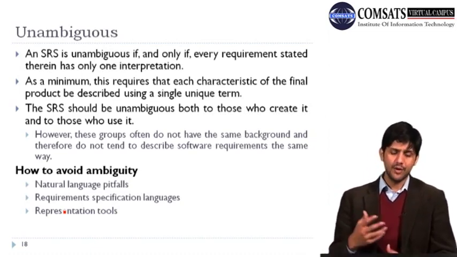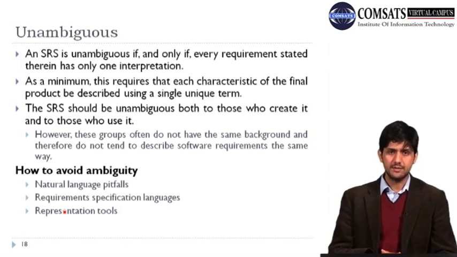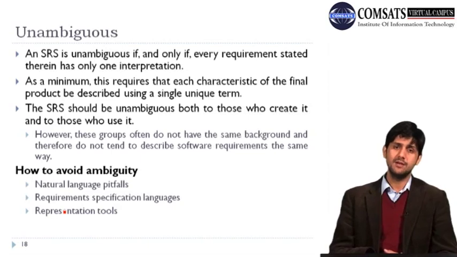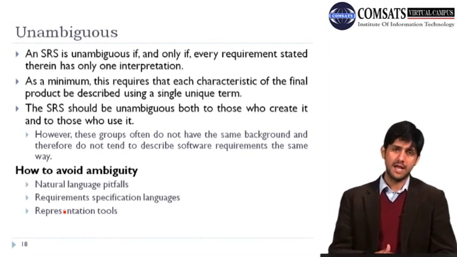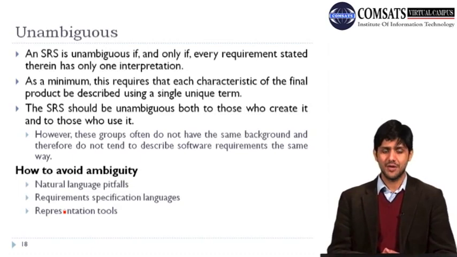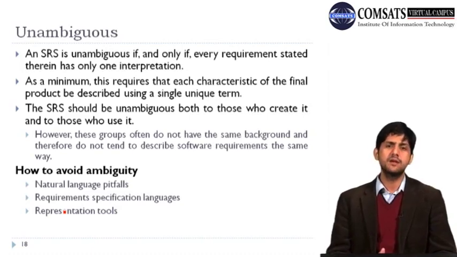So how do we actually avoid this ambiguity? There are natural language pitfalls. Normally these requirements are expressed in natural language, so we need to ensure that we use words which are not ambiguous. There are certain requirement specification languages. We are going to discuss a few, and then there are representation tools.